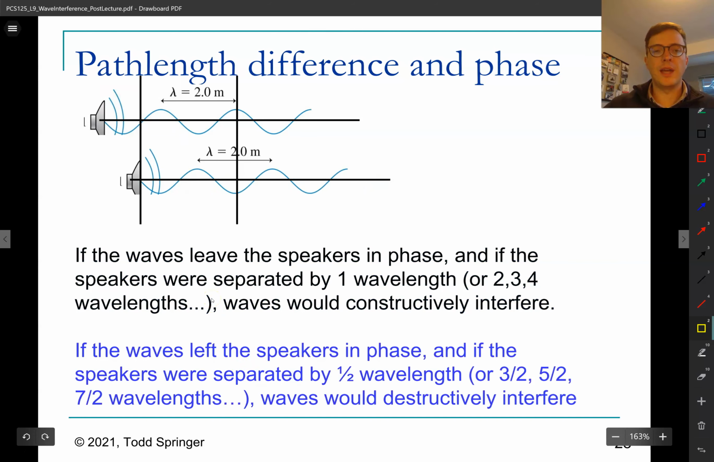What if I shifted it by half a wavelength? So if I shifted this one by half a wavelength compared to the bottom, you can see that this extra distance here is half a wavelength compared to the bottom one. And so now the two are completely opposite from each other. You can see where one of them is at a maximum, the other's at a minimum. So this is destructive interference between the 2 waves. So if the waves were in phase when they left the speakers, and they were separated by half a wavelength, or half a wavelength plus 1, which is 3/2 wavelengths, or half a wavelength plus 2 wavelengths, which is 5/2, the waves would destructively interfere.